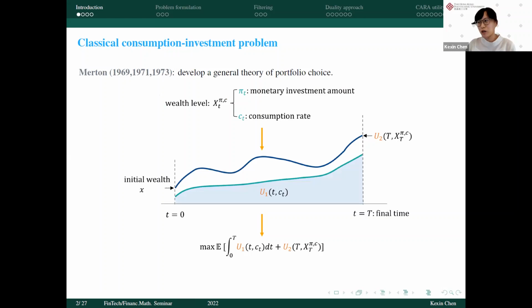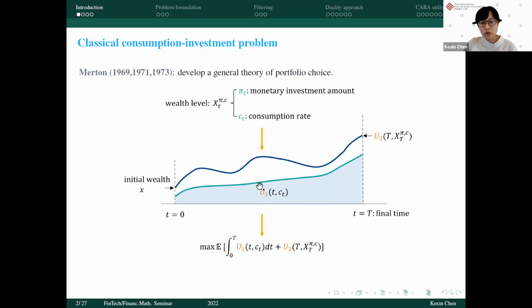The consumption investment problem is one of the most typical and important problems in modern finance theory. As the natural starting point for the development of a general theory of portfolio choice, Merton initiated the study of the dynamic optimal consumption investment problem in 1969. This problem involves the decisions of an investor endowed with some initial wealth, who expects to maximize the expected utility of consumption over time and also the utility of terminal wealth, which is illustrated in this graph.